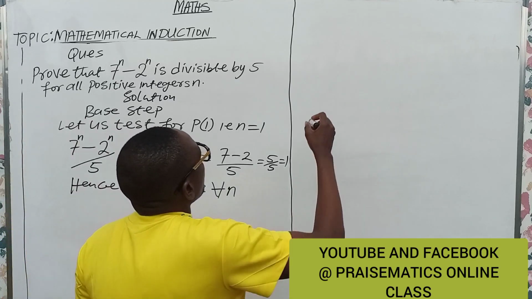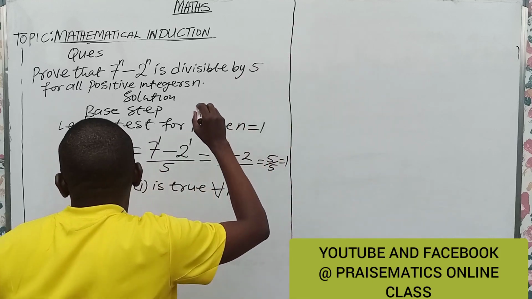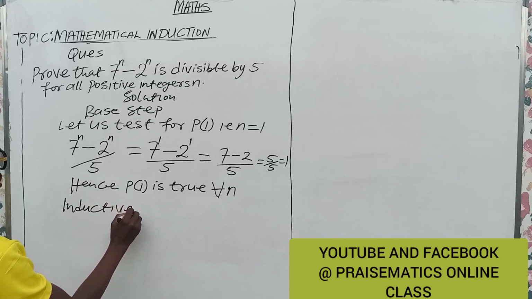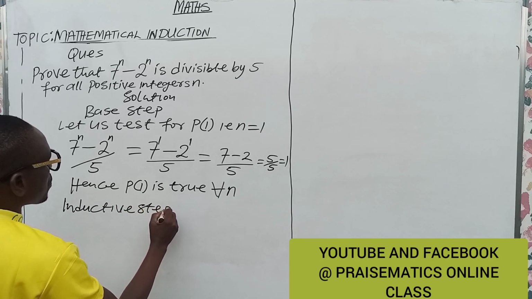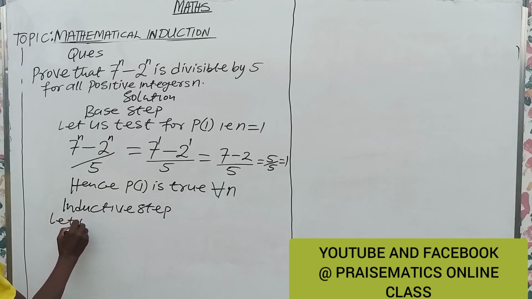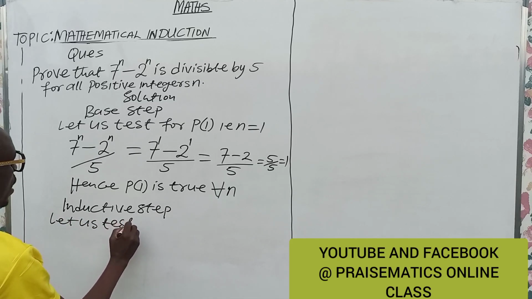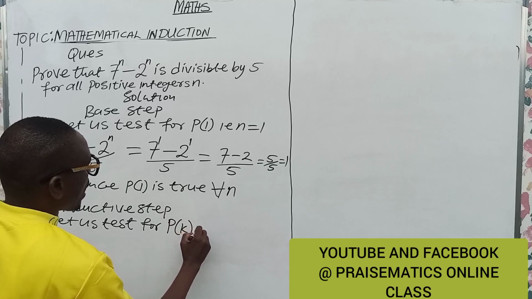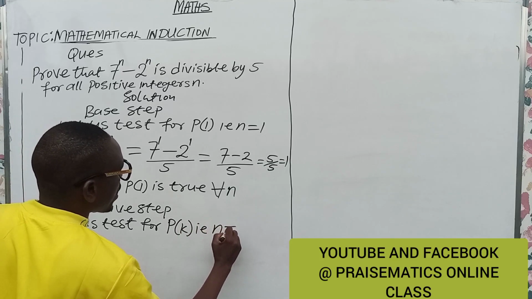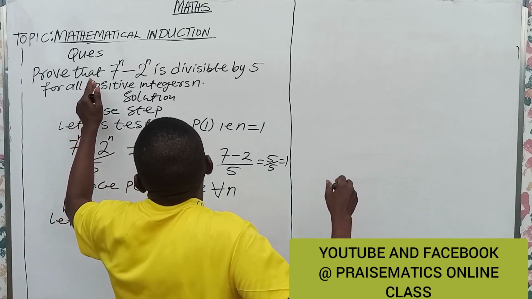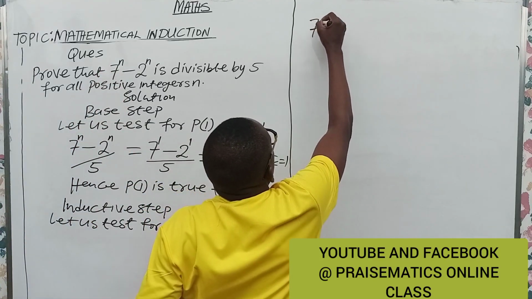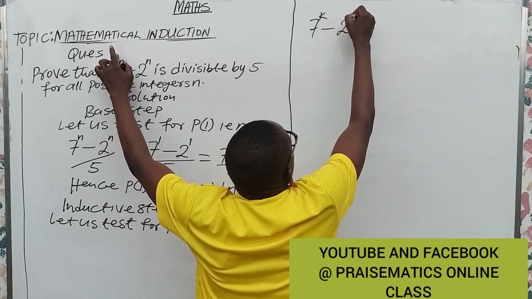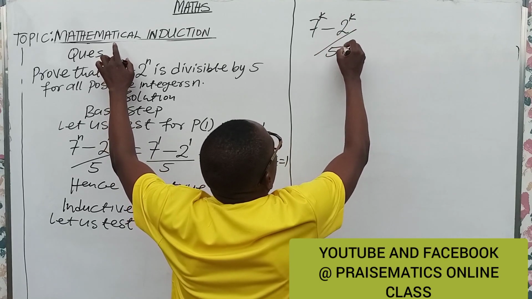Okay, now let's go to step 2, which is what? Inductive step. Now let us test for P of k, that is when n equals k. From the equation we have that 7 raised to power k, anywhere we see n, replace it with k, minus 2 raised to power k. Is it divisible by 5?